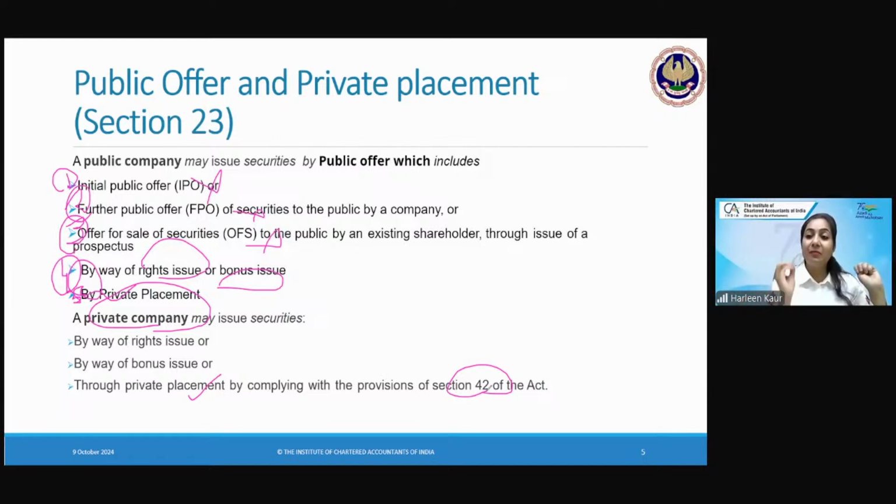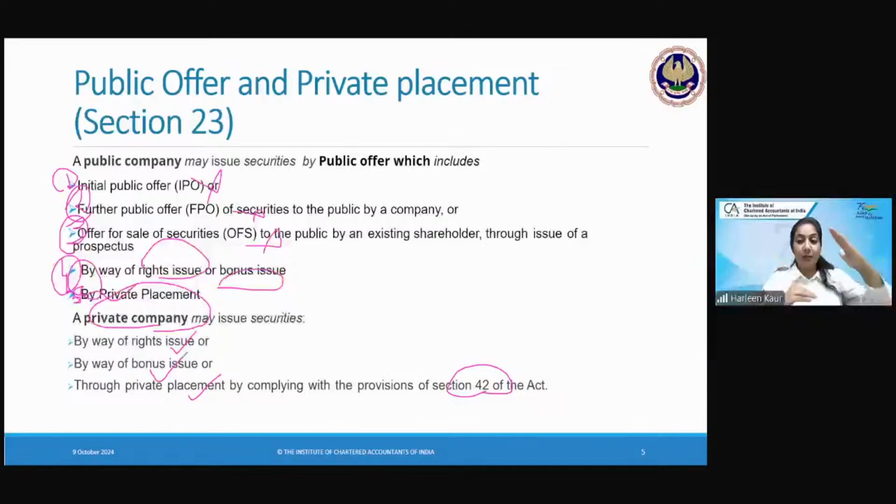But as of now, a private company can only raise money by private placement, and two more methods. By rights issue, it can do that. You're not going to the public. You're going to your existing shareholders. And for bonus shares, again, you're issuing free bonus shares to your shareholders. So you can go for the rights issue, bonus issue, and private placement. These three methods, a private company can issue securities. So we have very nicely done section 23, simplified.